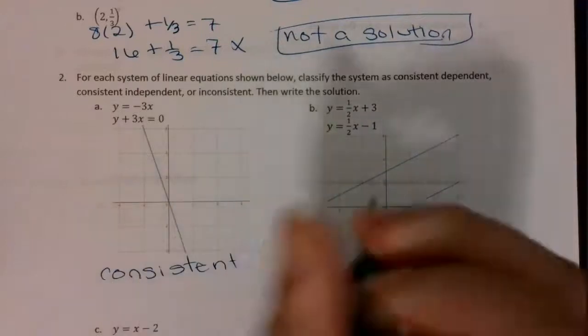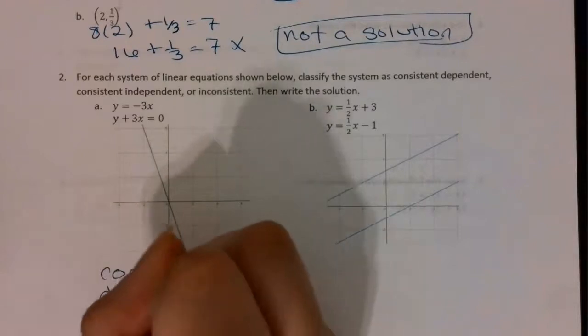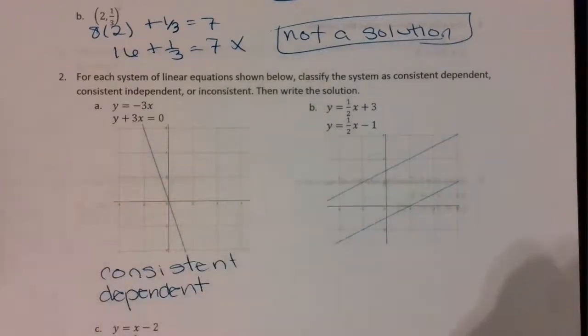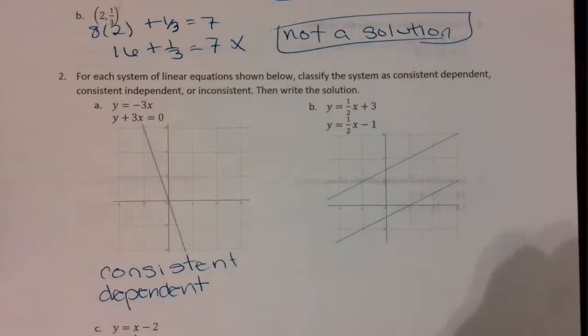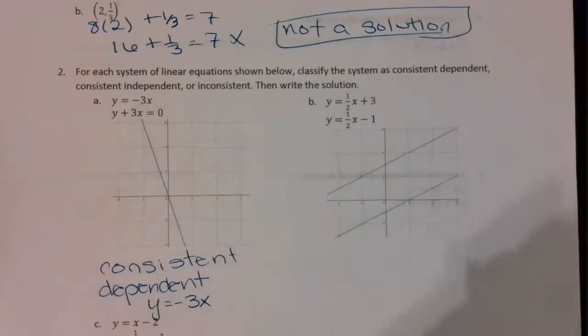Consistent, dependent. And then when it's consistent dependent, I have an equation for my answer. This one is going to be y equals negative 3x.